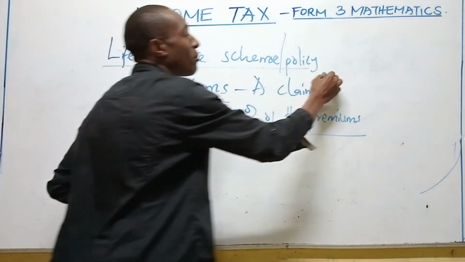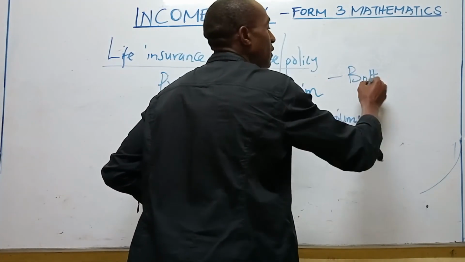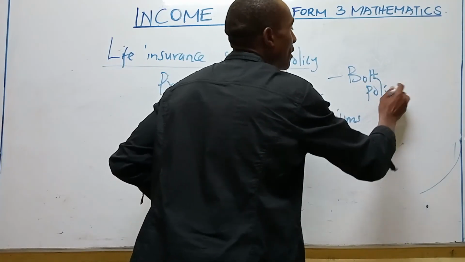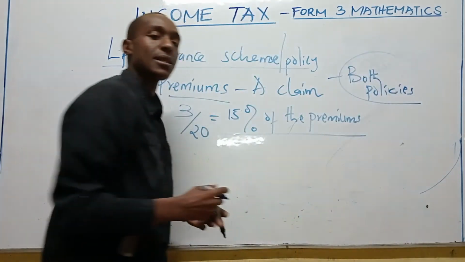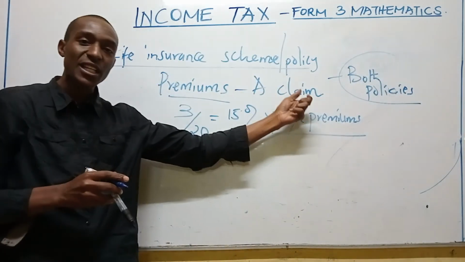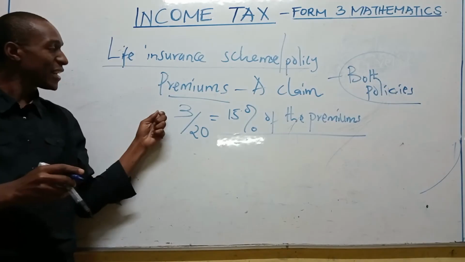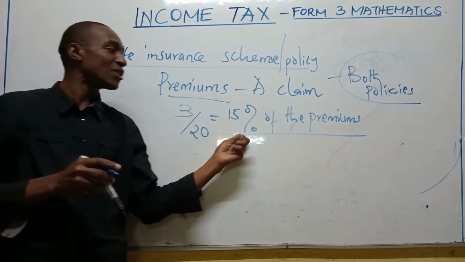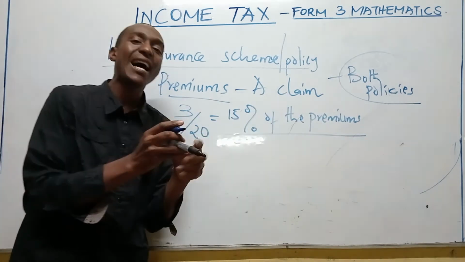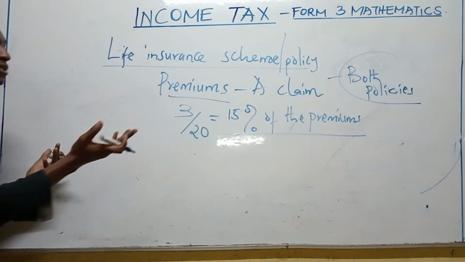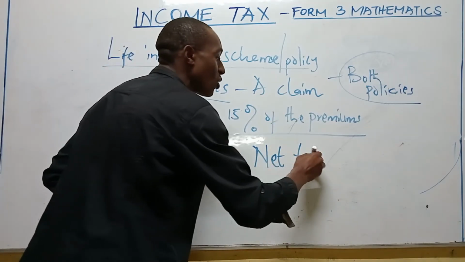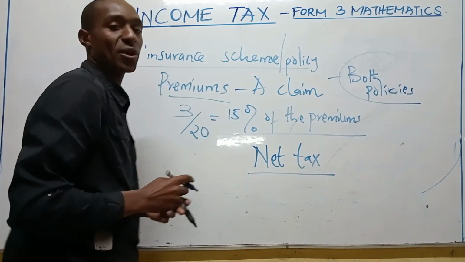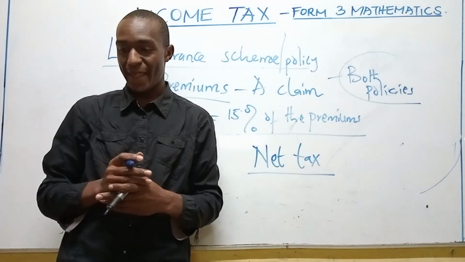You may benefit from both policies. If you benefit from both policies, that means they will take the personal relief plus 3/20 or 15% of the premiums, total them together and subtract them from the gross tax, and that means you will have found what we call tax payable or the pay as you earn.